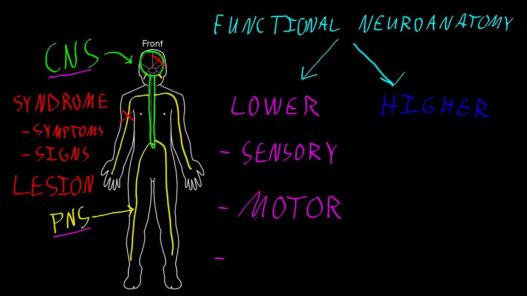And the last group of lower neural functions I like to call autonomic, the autonomic functions. Autonomic. And the autonomic functions of the nervous system usually do not require the involvement of consciousness. You can think of them as autonomous functions. They kind of work on their own.